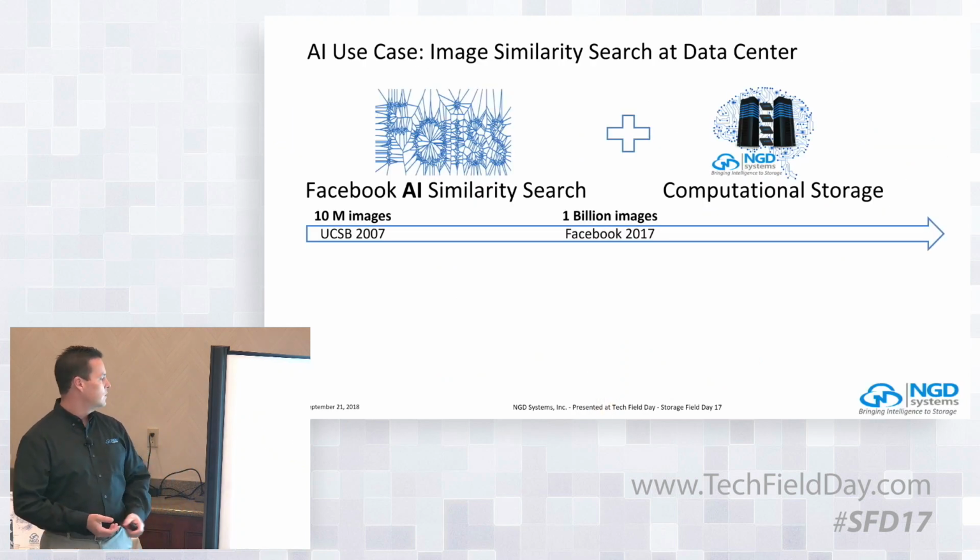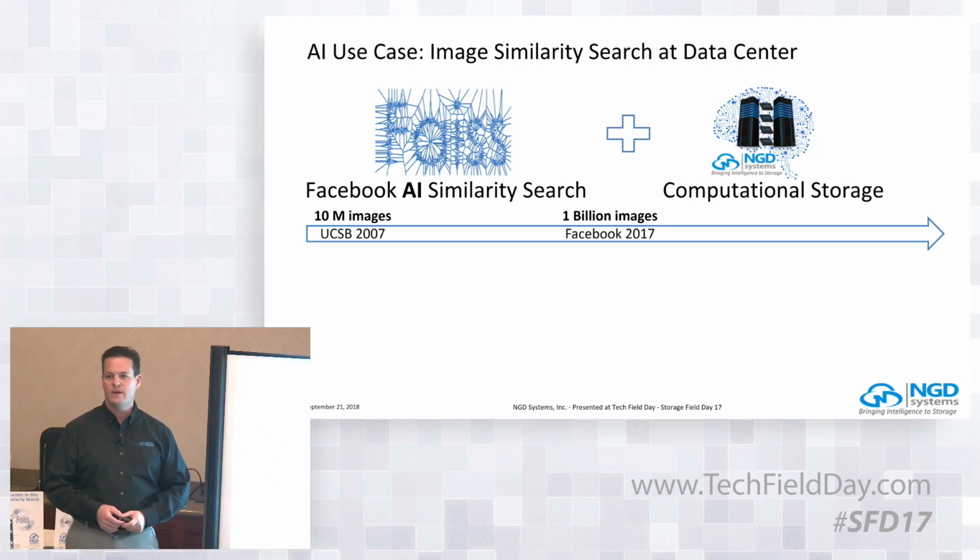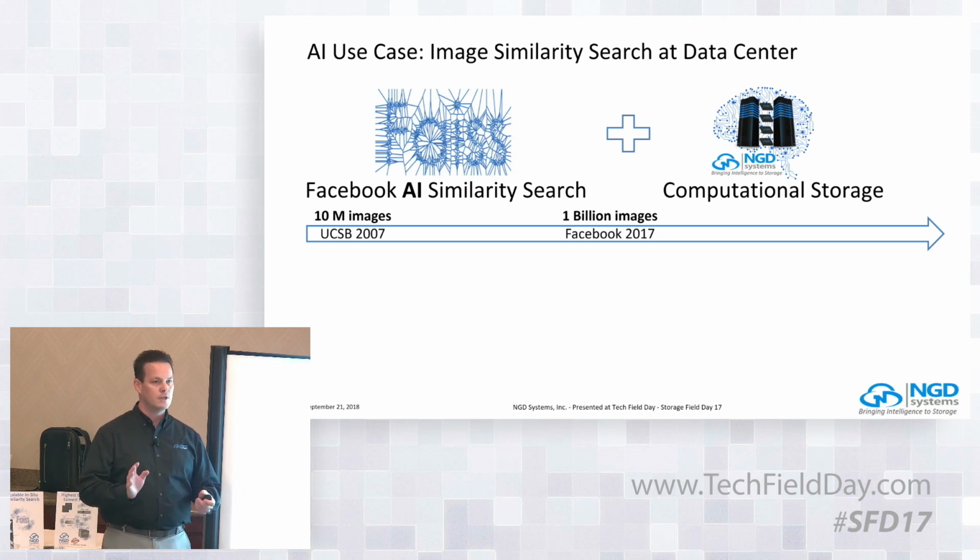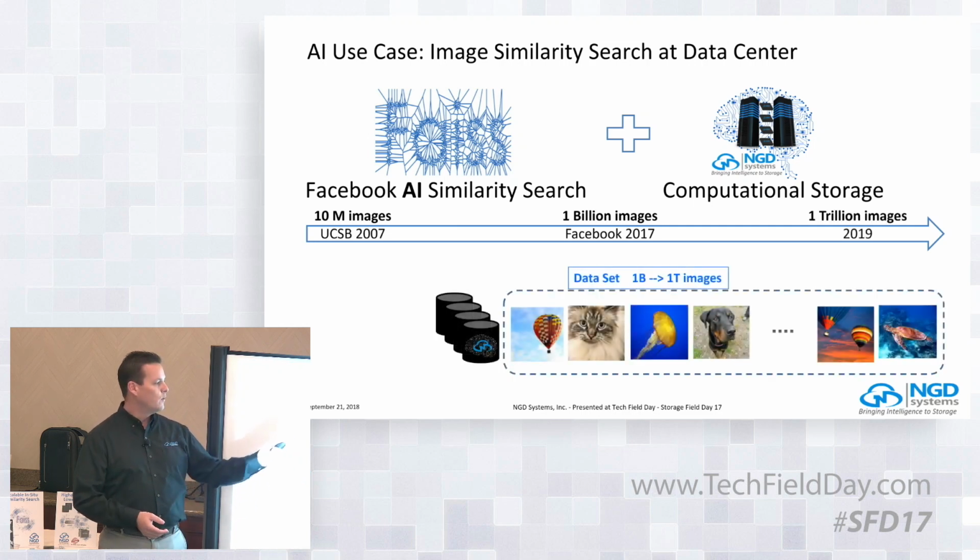So what it comes down to is they use a tool called FAISS, Facebook's AI similarity search. It's open source. You can go recode it. You can just download it, use it as you want to. But when you have 10 million images or 1 billion images, you start to get into scale problems. But what about when we get to 1 trillion images?